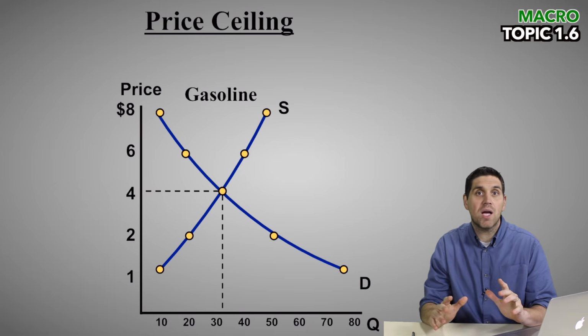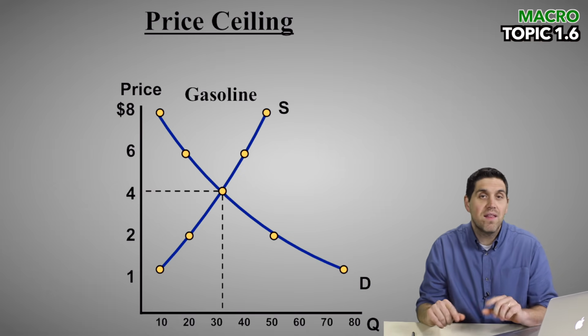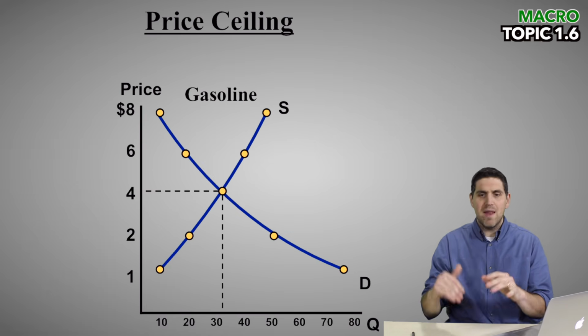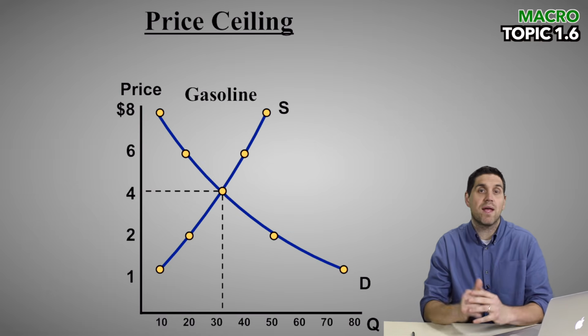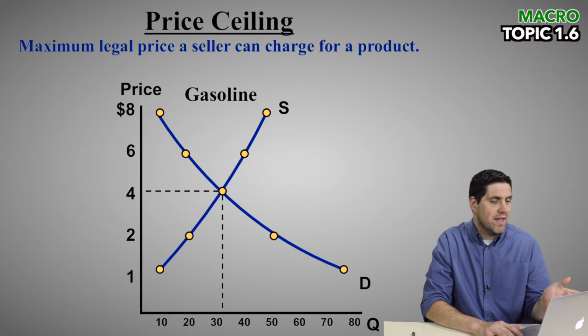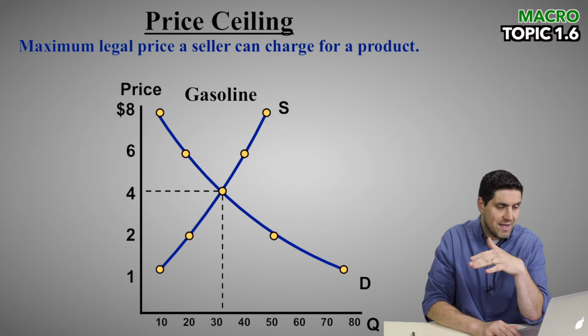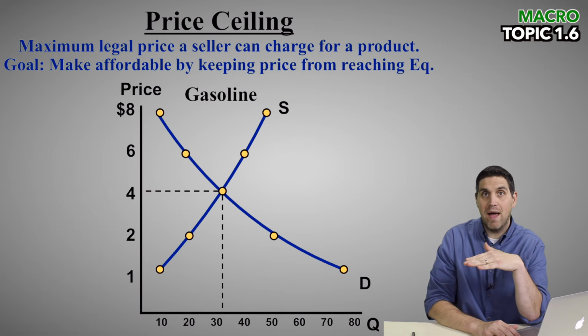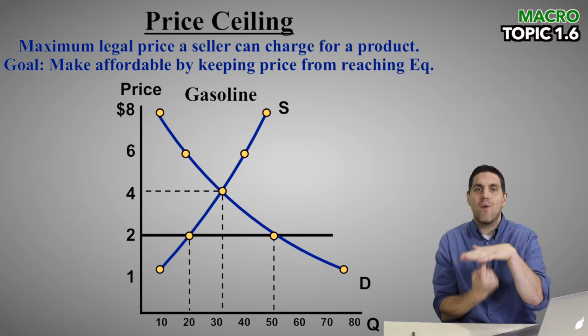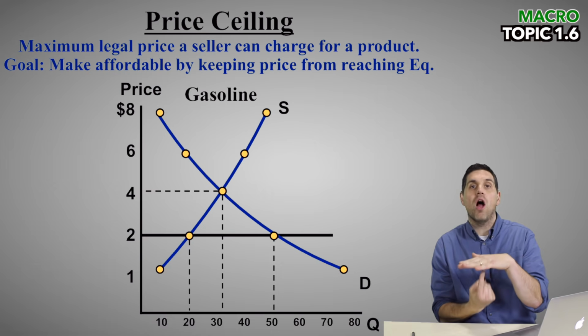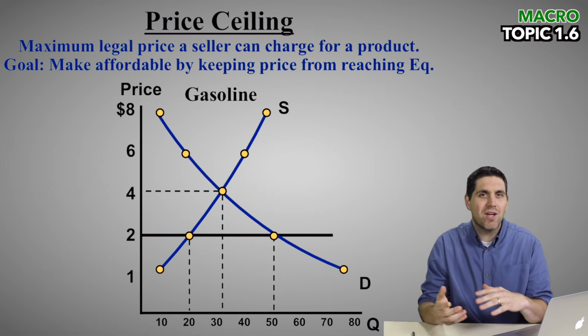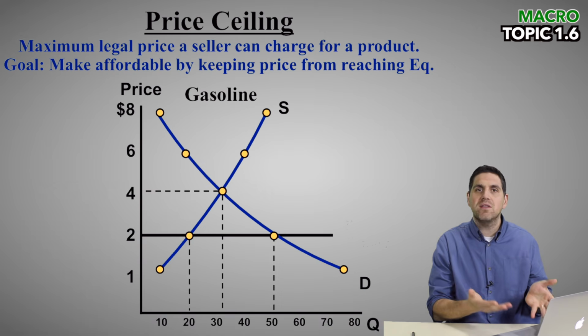Now, the last thing I'm going to talk about is the idea of ceilings and floors. The government can mess up a market. They can come in and set a price at a different spot or do some sort of regulation. In this case, a price ceiling is a maximum legal price a seller can charge for a product, right? And so a price ceiling is below equilibrium when it's binding. So that means the government says, listen, you can't raise the price higher than $1 for gasoline. And that might seem like a good idea, but if you look at the graph, it causes a shortage.